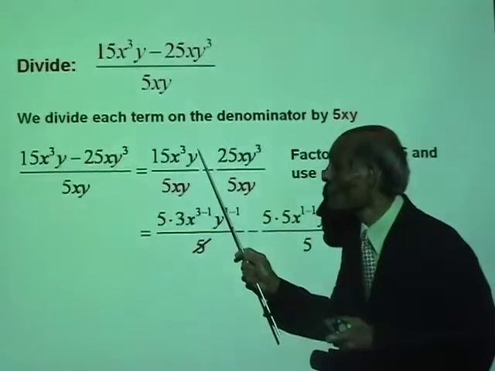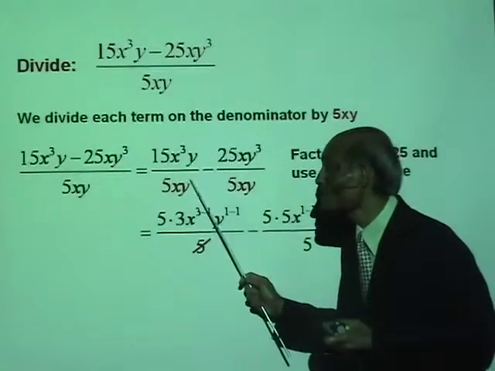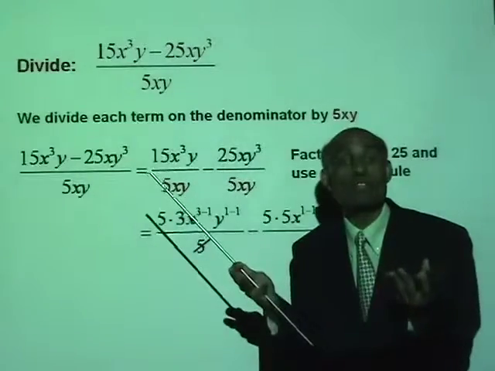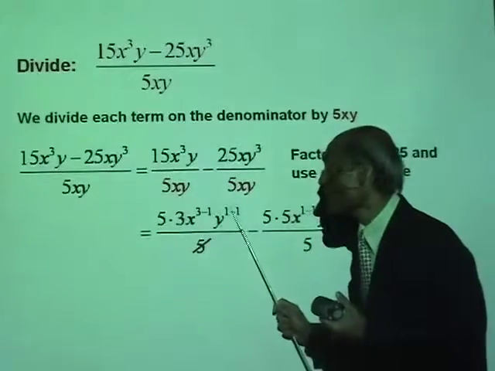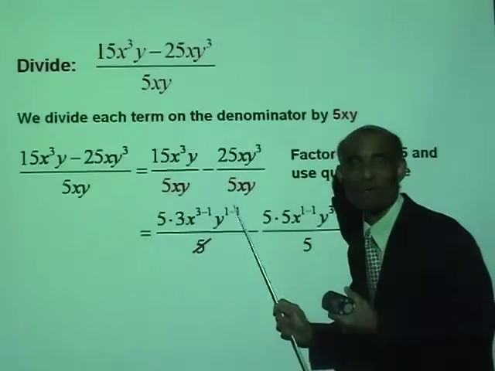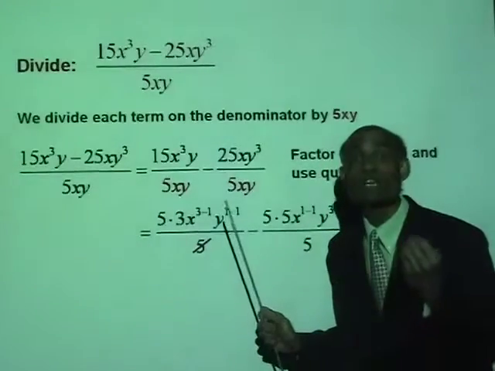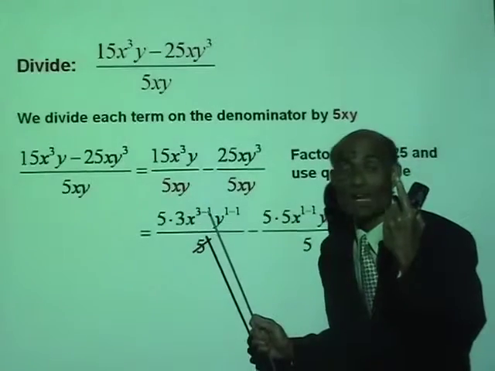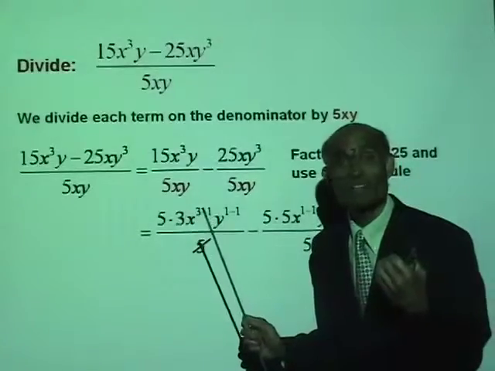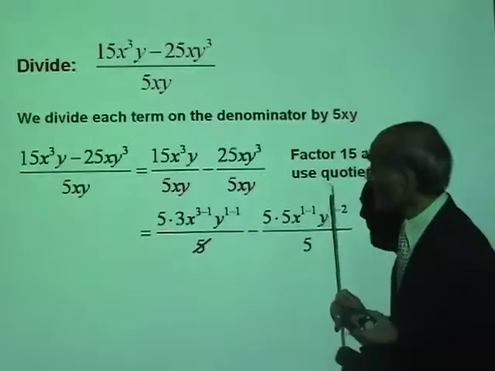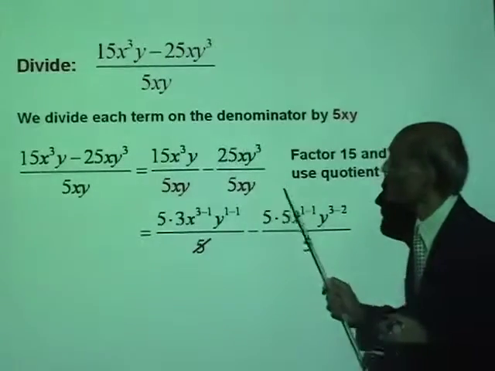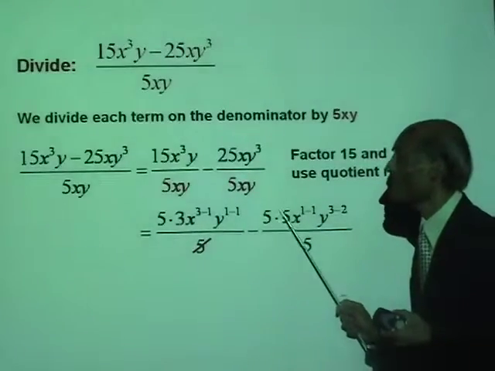The power of y is 1 on the numerator and 1 on the denominator. It doesn't matter where it is going to stay. y to the power of 1 minus 1. 1 minus 1 is 0. And y to the power of 0 is 1. And does it matter where you write it, on the numerator or on the denominator? No. Okay, in the same way, the second term, the 25, is factored as 5 times 5.